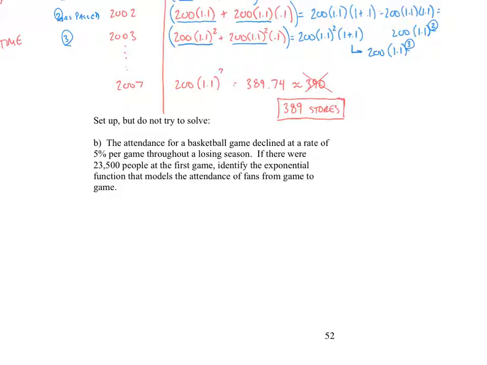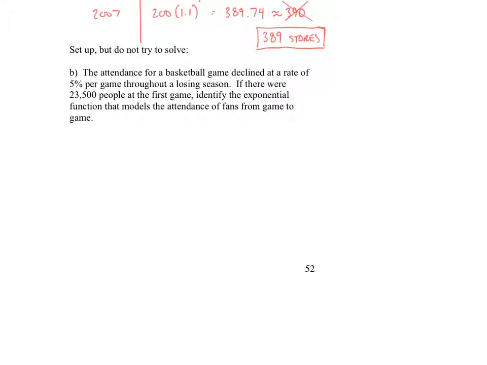So what we're going to do here in B is I'm just going to show you what you do need to be able to do. You need to be able to take this type of word problem and put it into that function. So we've got an attendance at a basketball game, and it's declining. That's really important because we're not growing, we're decaying now. At a rate of 5%, all right, I'm already thinking 5% means 0.05. That's going to be useful per game throughout a losing season. If there were 23,500 people, well, that's going to be my initial amount at the first game, identify the exponential function that models the attendance of fans from game to game.